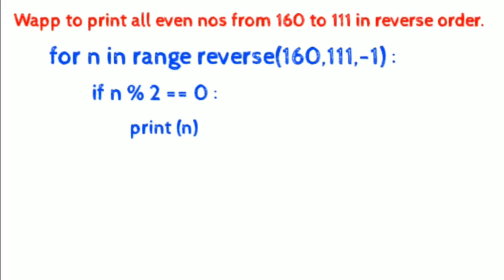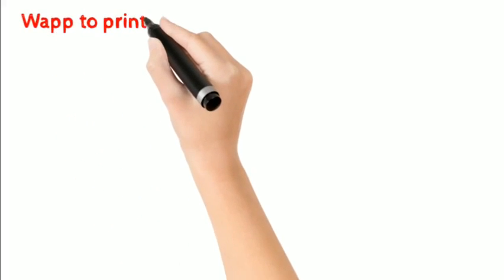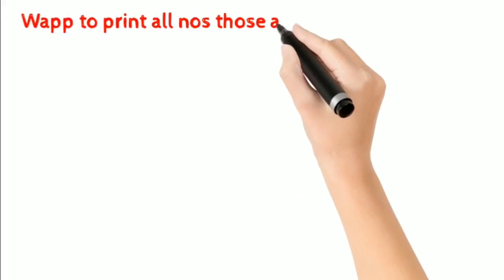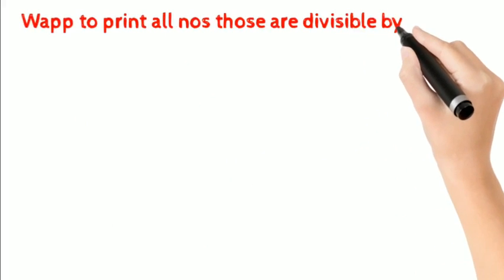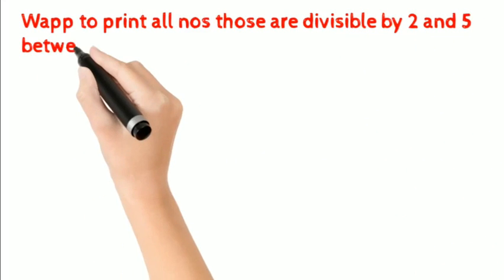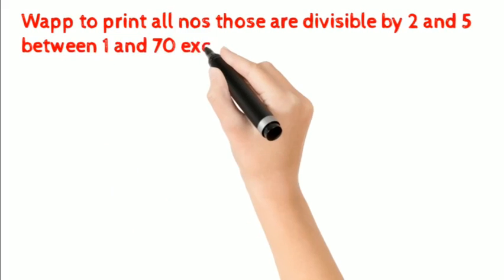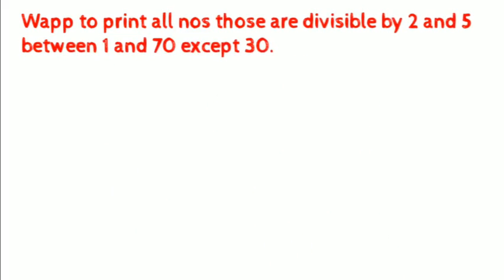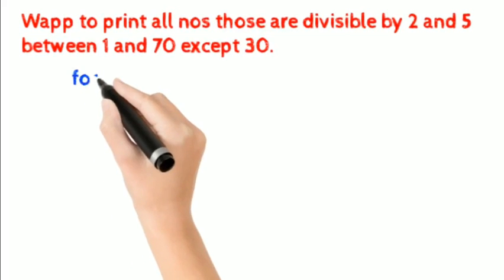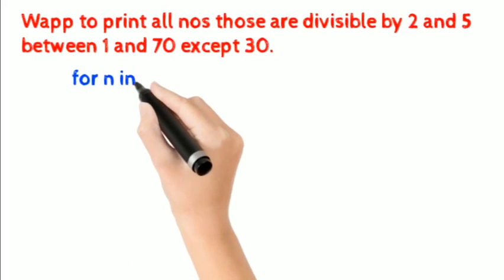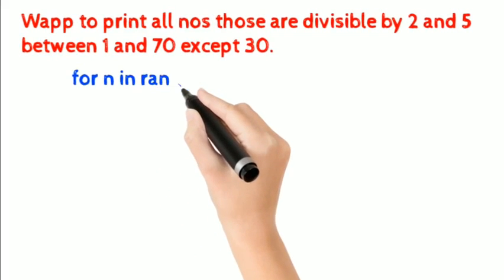The next question: write a Python program to print all numbers that are divisible by 2 and 5 between 1 and 70, and here except 30. We don't want to print 30. 30 is divisible by 3 as well as divisible by 2 as well as by 5, but we don't want to include it. So the program starts with the for loop, that is for n in range.